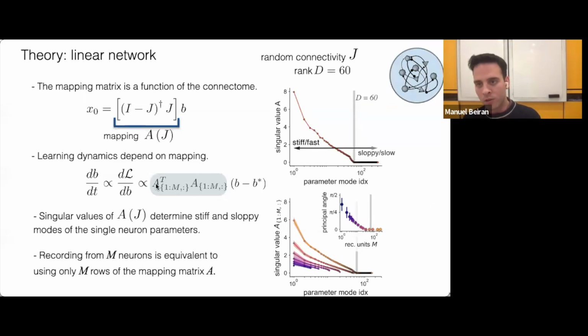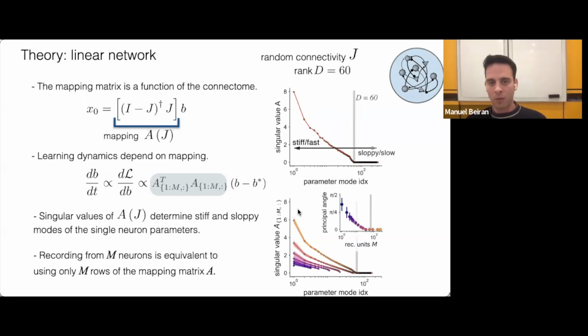So that means we're introducing fake sloppy dimensions. If we record from enough neurons, those sloppy dimensions should disappear, but because we don't have access to the full system, we are producing sloppy dimensions. So let me explain what I'm showing here.